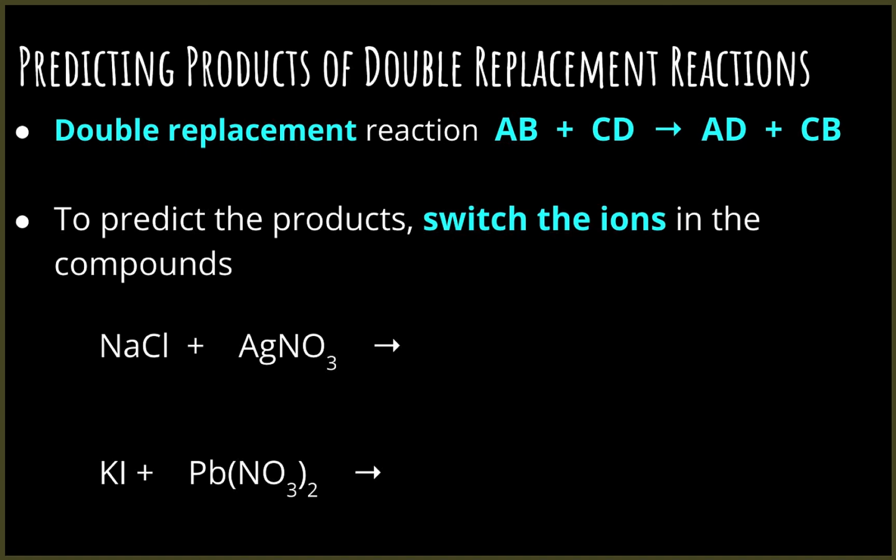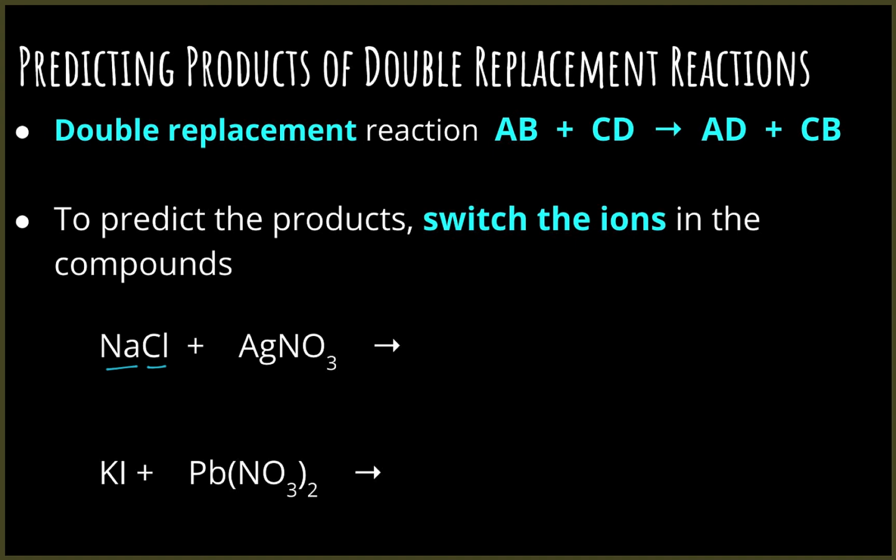Okay, the next type is our double replacement reaction. So we've talked before about how this is basically the compounds switching partners. So to predict the products here, we're going to switch the ions in the compounds. So whatever is combined with the first compound, so I have sodium and chlorine, it's going to switch out and switch ions with the other.